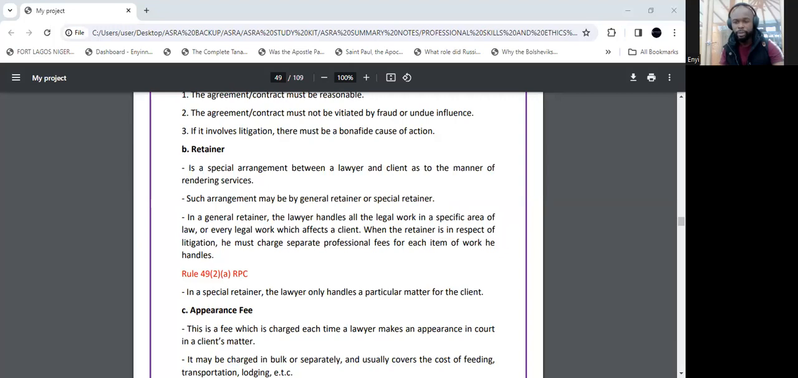Hi, so today we're going to be learning about one of the types of fees that lawyers may charge in transactions. And the fee we're going to be considering today is the retainer fee.